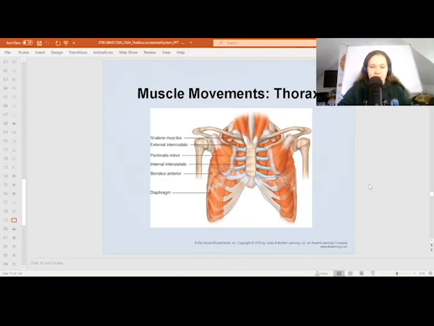So, muscle movements at the thorax. You've got all those muscles there. You might as well take a screenshot right now.